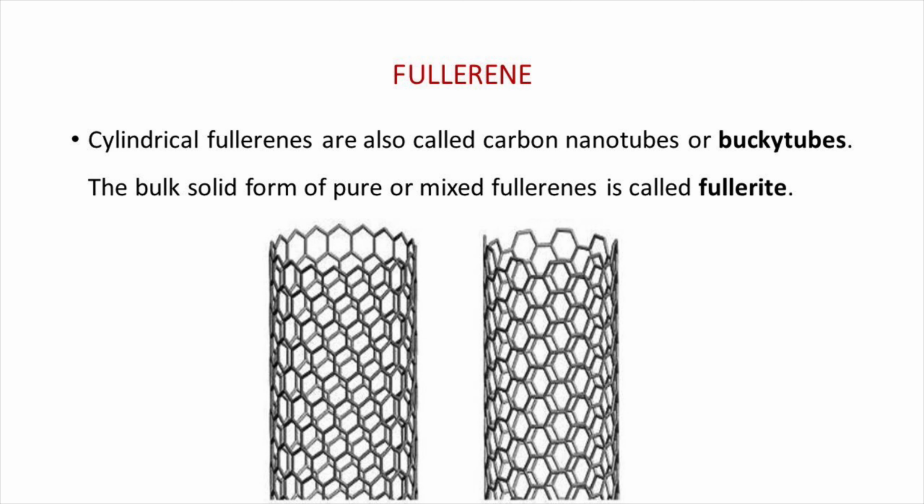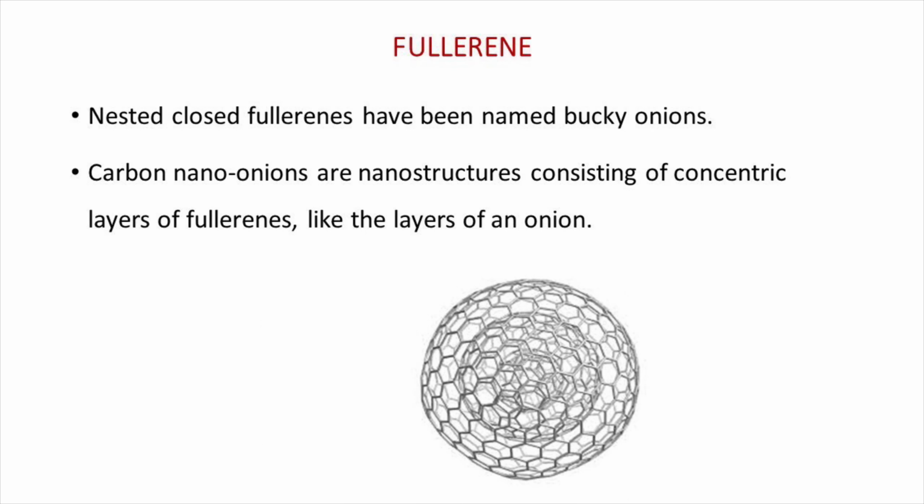The bulk solid form of pure or mixed fullerene is called fullerite. Nested closed fullerenes have been named Bucky onions. Carbon nano-onions are nanostructures consisting of concentric layers of fullerenes like the layers of an onion.